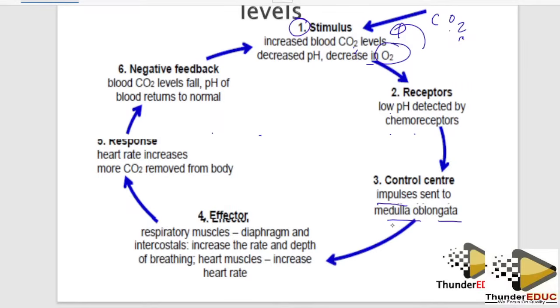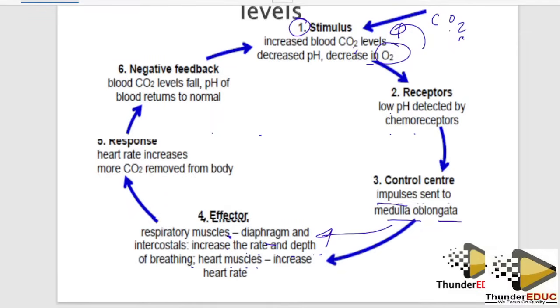So what does the medulla oblongata do? The medulla oblongata will send another impulse to the respiratory muscles, that's the diaphragm and the intercostal muscles, to increase the rate and the depth of breathing. Heartbeat. Meaning that the heartbeat will increase. It does not only increase the heartbeat, but even the depth. The rate, that is fast, the rate, depth.